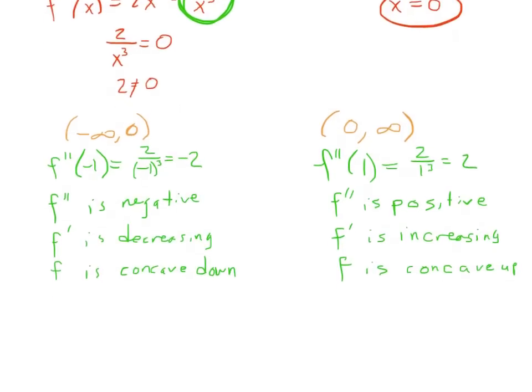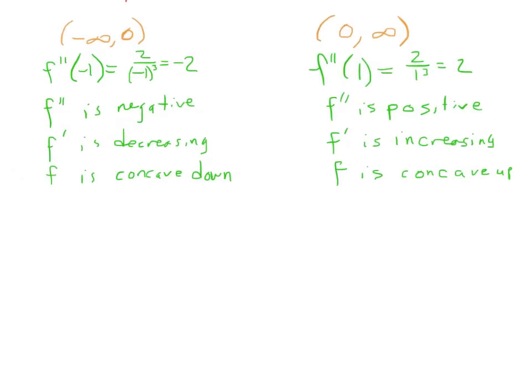Part of the question is, on what intervals is the function concave up and concave down? So using the coloring that I've been using before, this interval, it's concave down, and this interval over here, it's concave up.